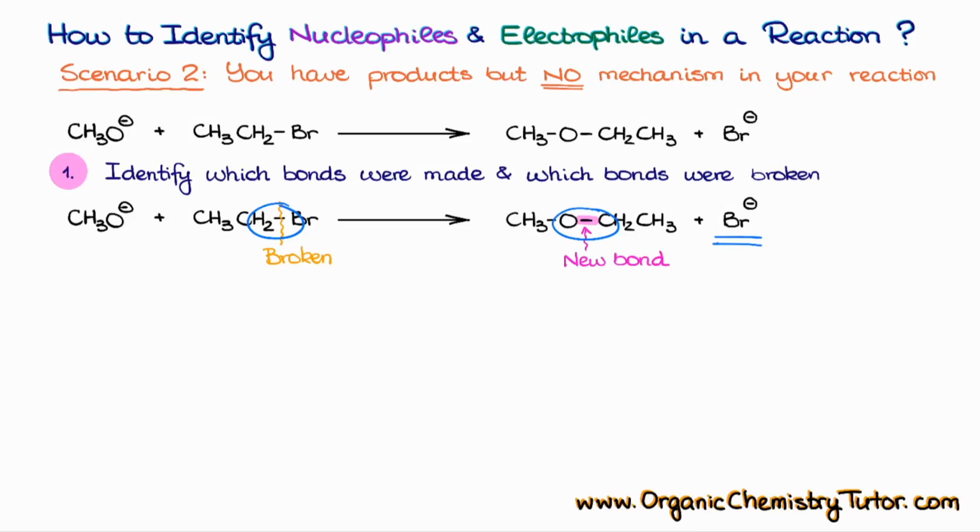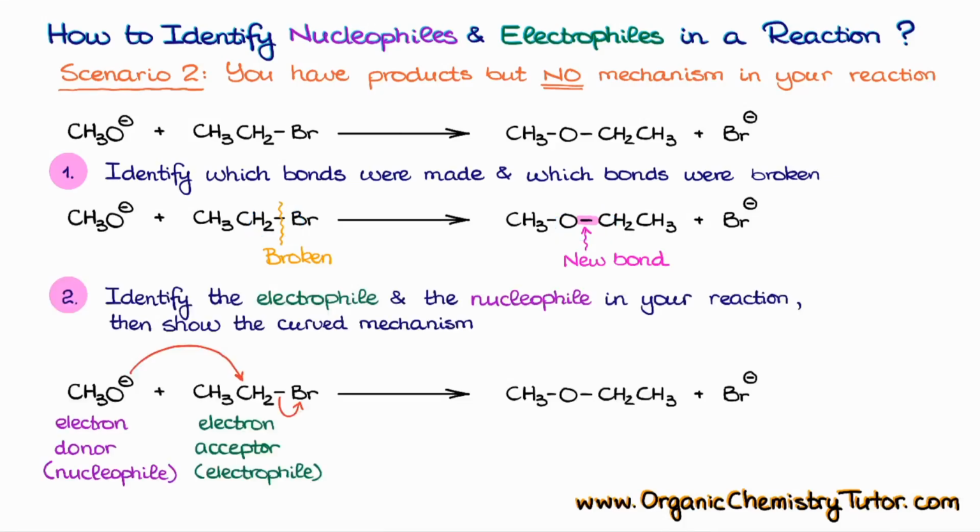The next thing that we want to do after we have identified the broken and the made bonds, we want to identify the flow of the electron density in this reaction. And in this case, it is reasonable to assume that the negatively charged species is going to be our nucleophile, since it has an excess of the electron density. Generally, if you have a reaction between a negatively charged species and a neutral one, the negative ion will be your nucleophile. And likewise, if you are dealing with a reaction between a neutral molecule and the positive ion, the one that we call a cation, then the neutral molecule is typically going to have the higher electron density and will act as a nucleophile.